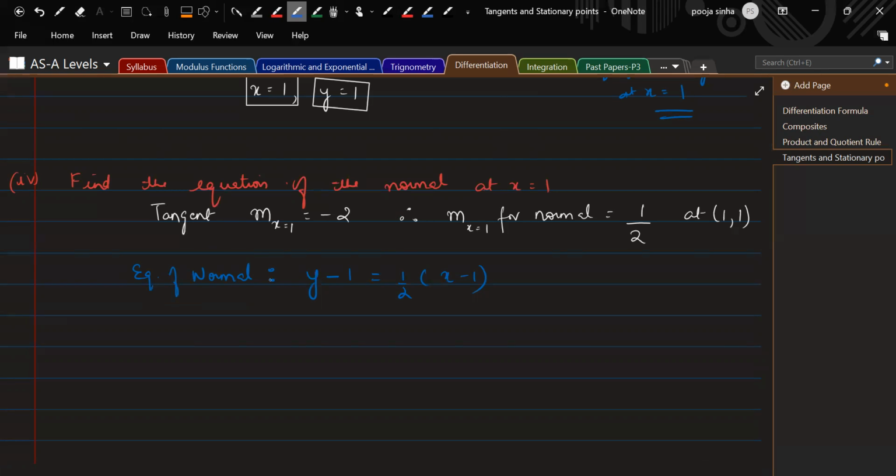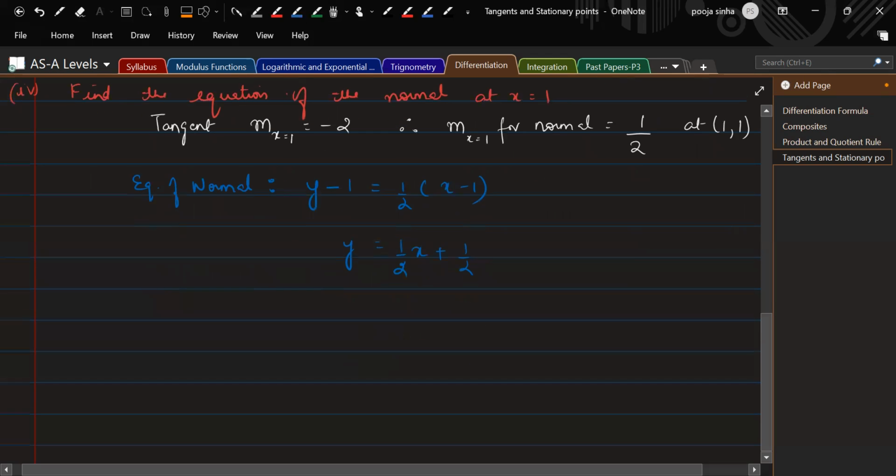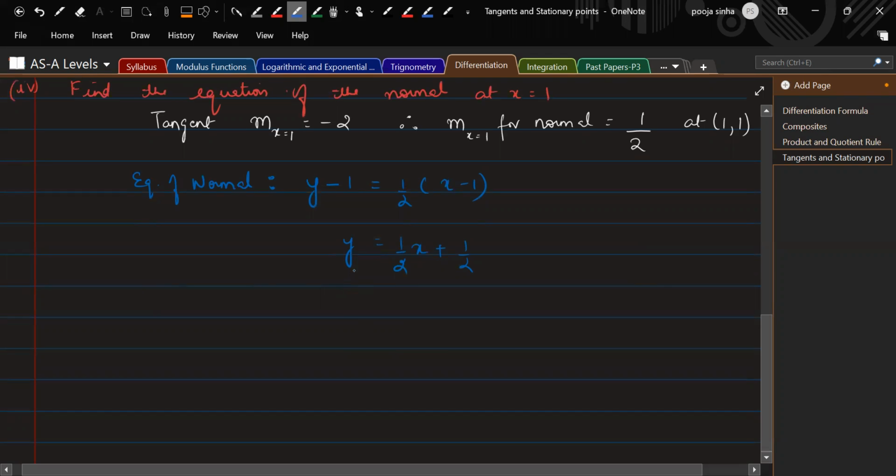Y is equal to 1/2 x plus 1/2. Can we take this 2 as an LCM? That's the final answer. Right? Yeah. Next.